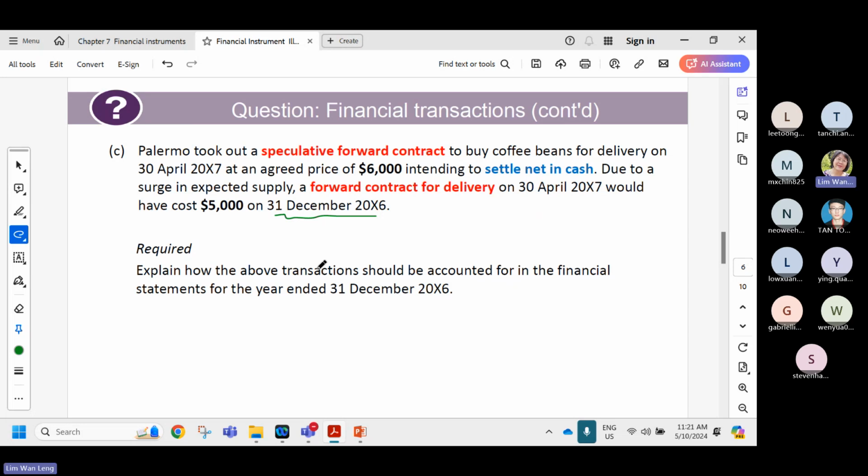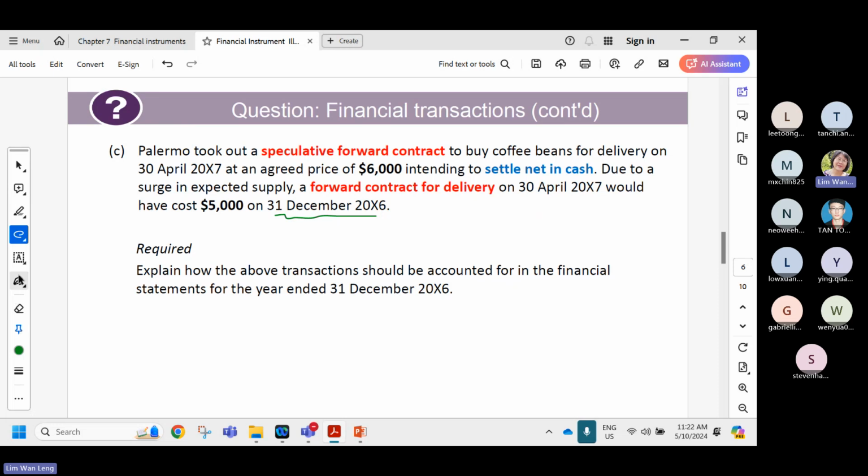What is a forward contract? Just now, and also earlier of the day, we have seen the meaning of forward contract. So a forward contract means that you enter into a contract now to buy something in the future, and you are going to settle net in cash.